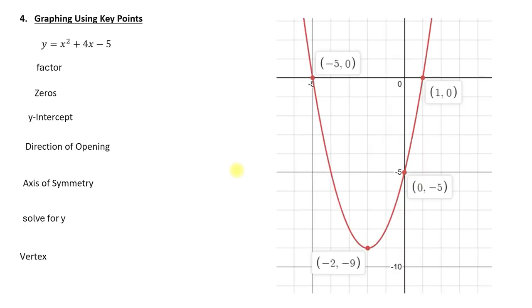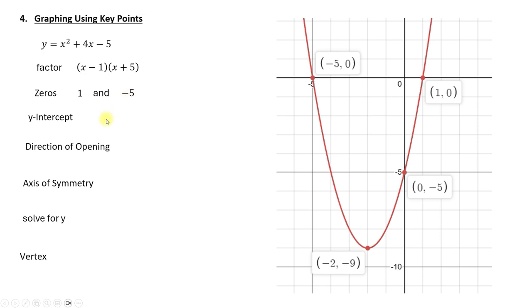Graphing using key points. So we're given an equation, y equals x squared plus 4x minus 5. If we factor this, we can figure out what our zeros are. So we're looking for a pair of numbers that multiply to -5 and add together to be 4. And this happens to be x minus 1, x plus 5. If our factored form is x minus 1 and x plus 5, then our zeros, or x-intercepts, are +1 and -5.